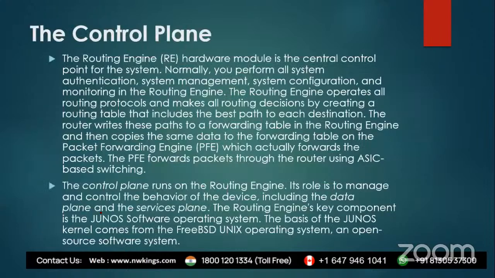Okay, so this is the control plane. As I said earlier, the control plane is handled by the routing engine. It runs on the routing engine. Its role is to manage and control the behavior of the device, including the data plane as well as the service plane. We have to install the Junos image on the routing engine only. This software was built on the FreeBSD Unix operating system, so it uses the FreeBSD Unix architecture, and you will see the similarities of Unix in Junos.